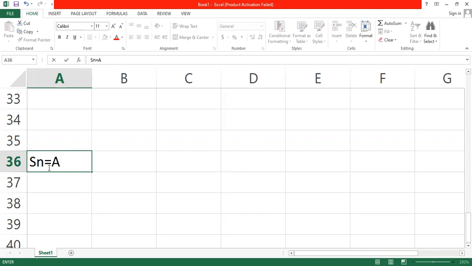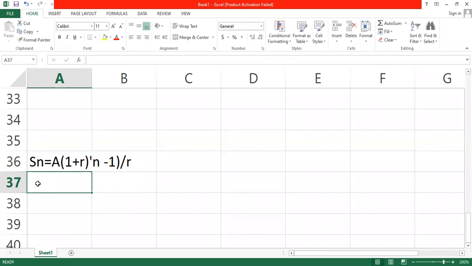A into brackets 1 plus R, exponent N, minus 1, divided by R. Okay. So in this case, our Sn in the question is what? It is 12,000. Is equal to, and now we don't know the A. We are looking for the A, isn't it?